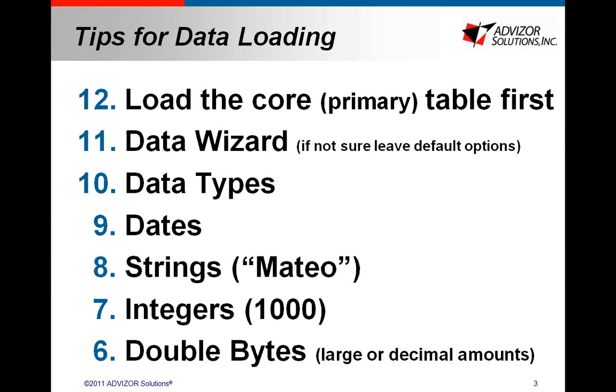The first one is load the core or the primary table first. Sometimes this is also called the master table. In the software, we call it the primary table. It is important that we load this table first, because then the software will recognize it as the primary. If we don't upload the primary table first, we can change it later, but this has to be done through all the pages, so that can take a little time. So it's better to plan beforehand and make sure that we load the master table first.